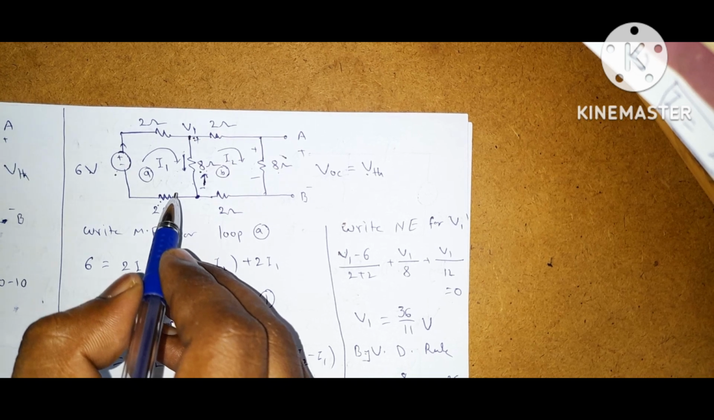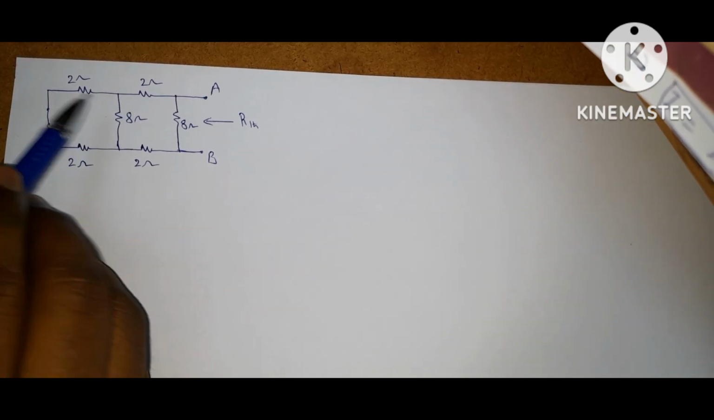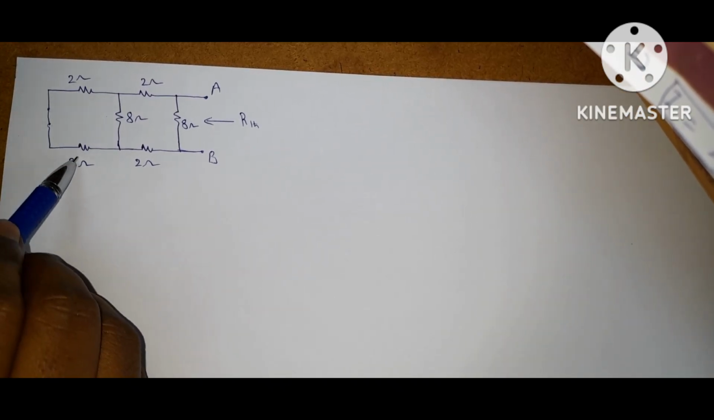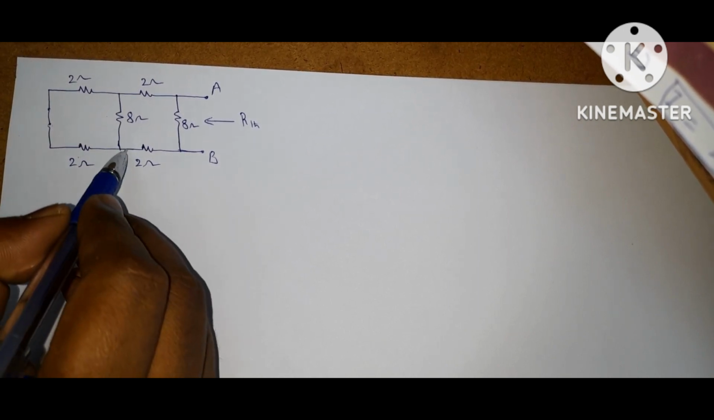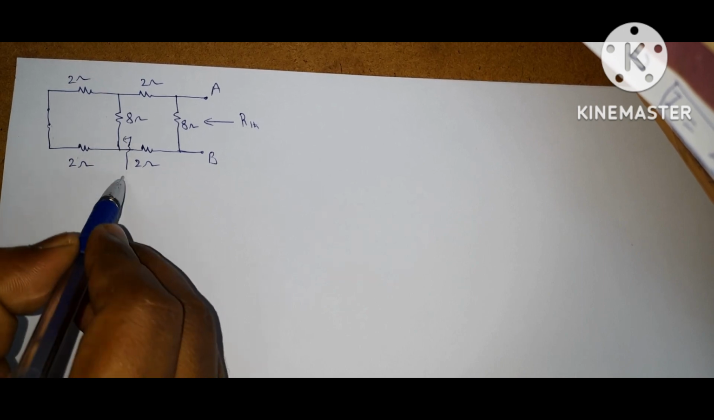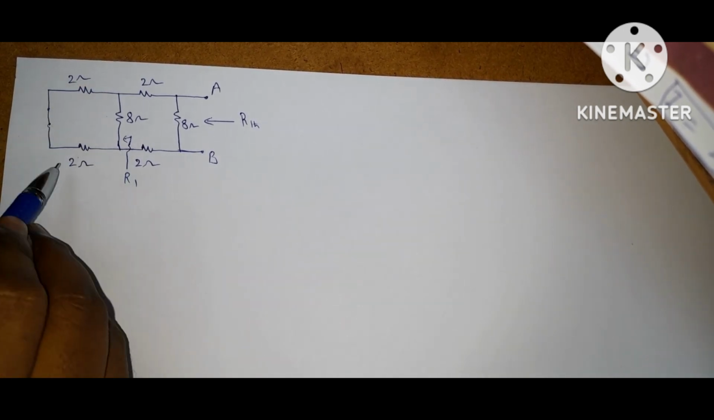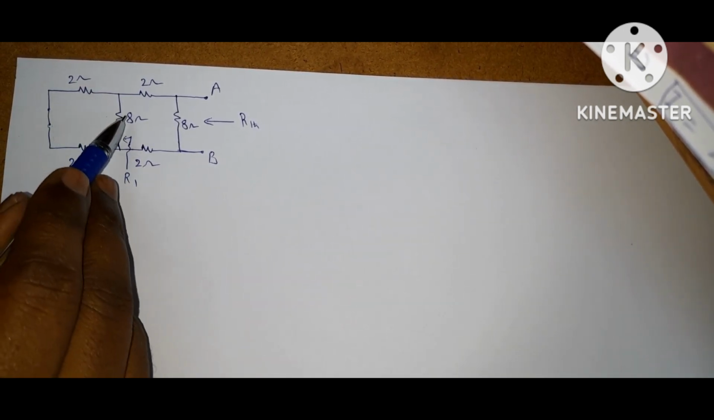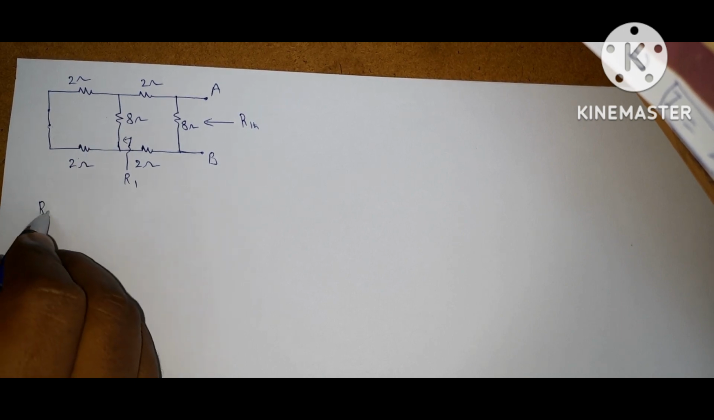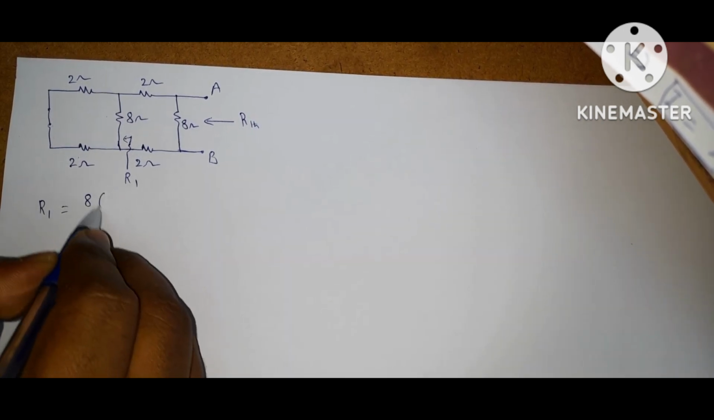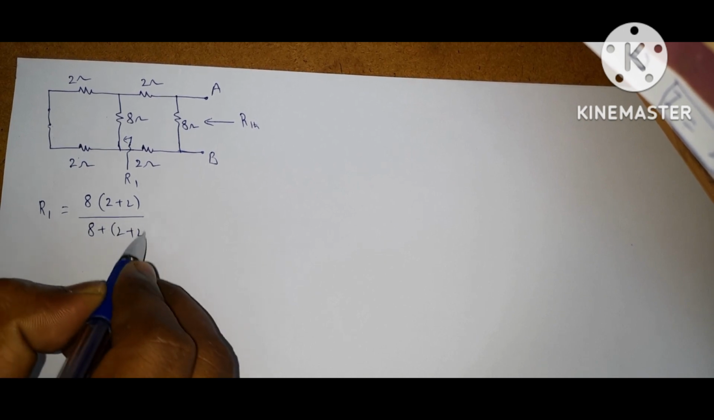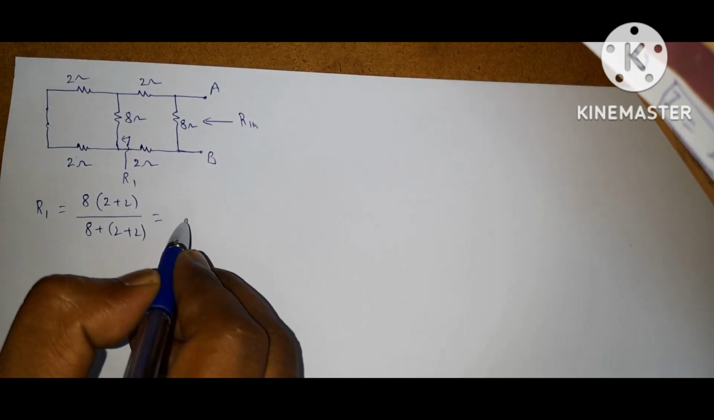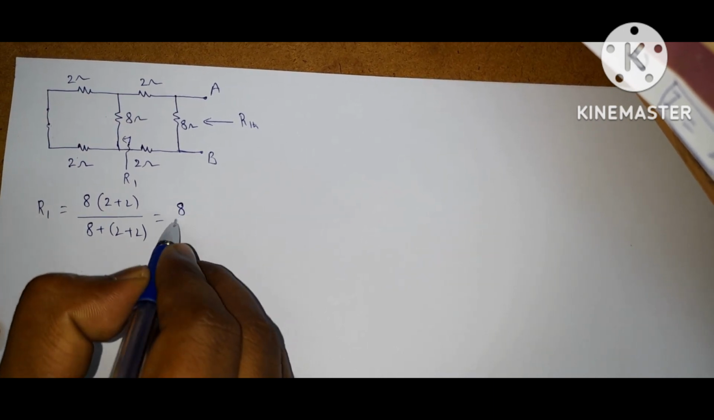So then the circuit becomes like this. Here this 2 ohms and 2 ohms are in series and the resultant is connected to 8 ohms in parallel. Let it be R1. So what is R1 now? R1 is equal to 8 into (2 plus 2) by (8 plus 2 plus 2). It will give 8 by 3 ohms.